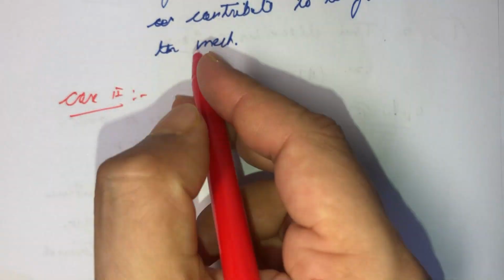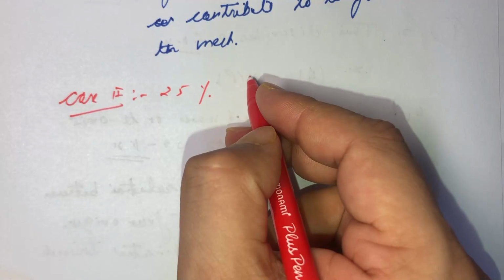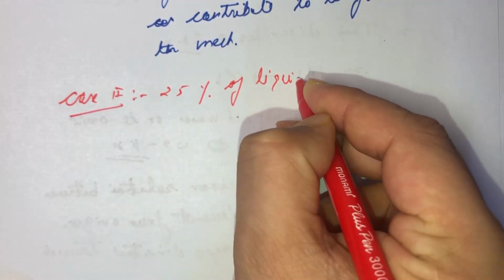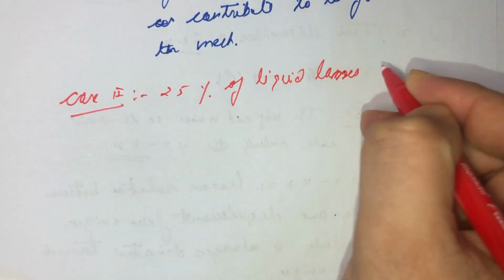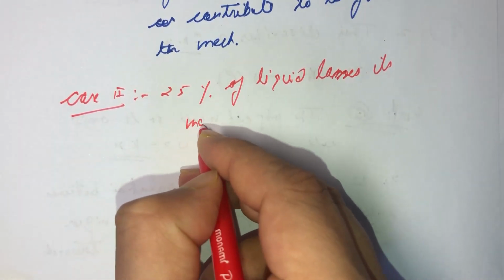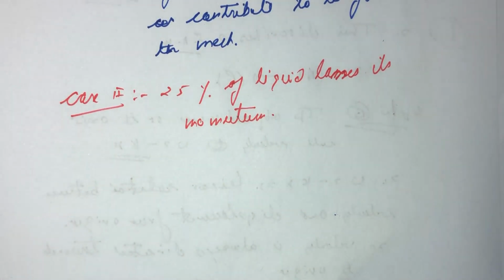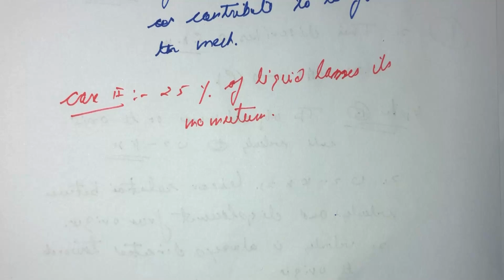Case 2 means 25% of liquid loses its momentum. So we know that the momentum that will be lost by this portion of the liquid, let us suppose that is given as delta P, and delta P will be equal to m into V.